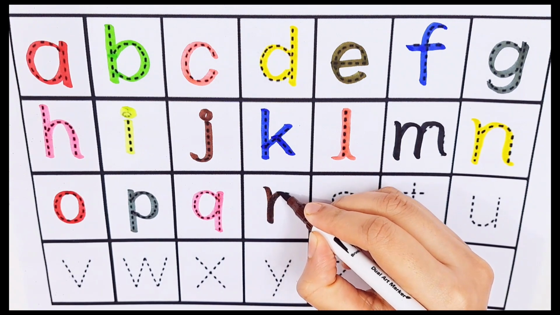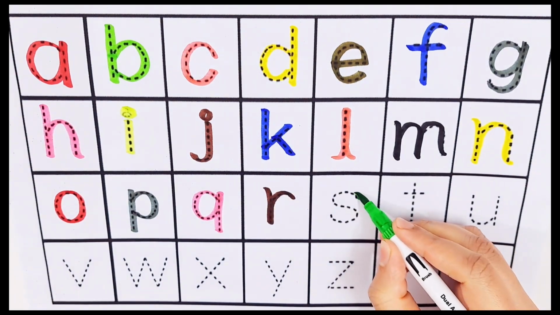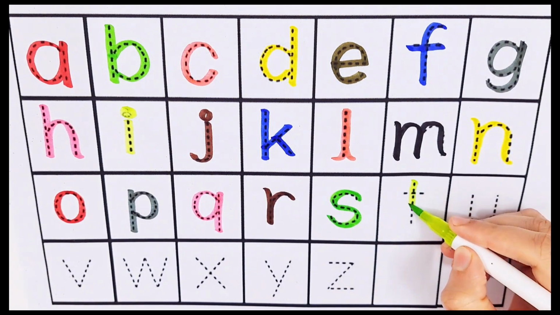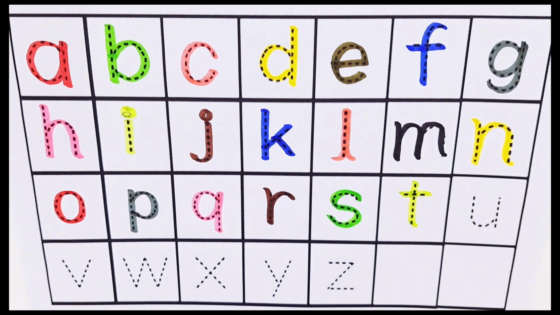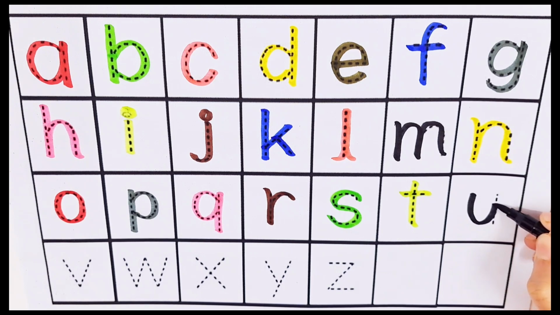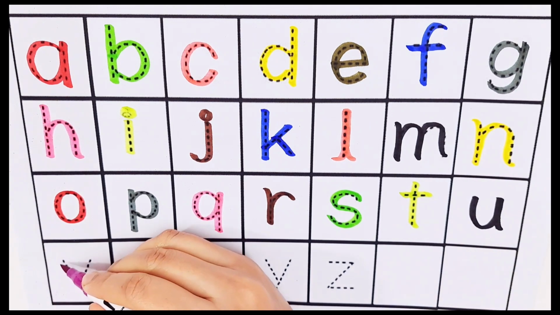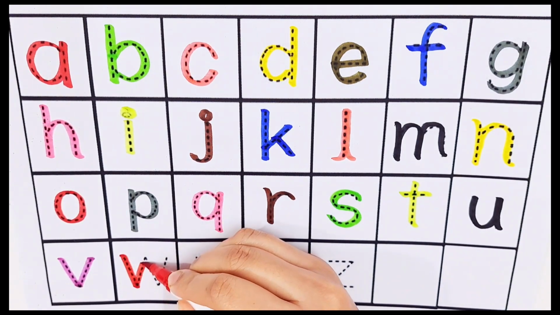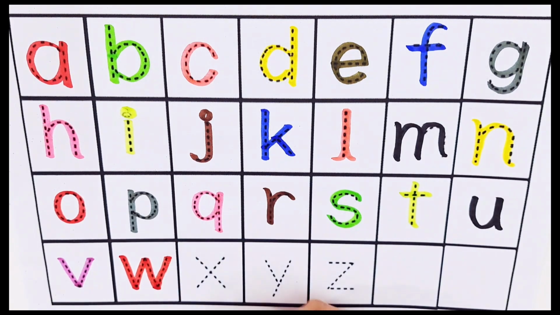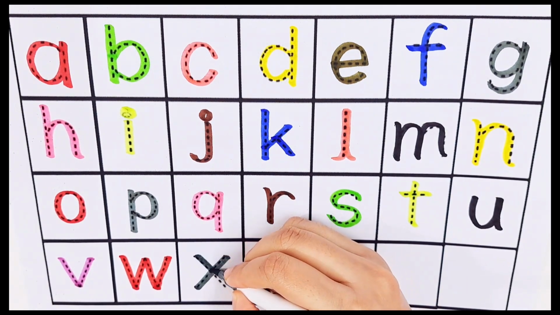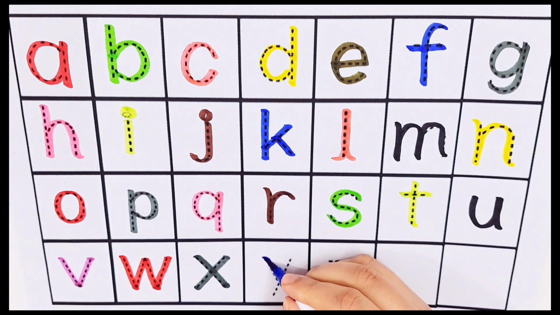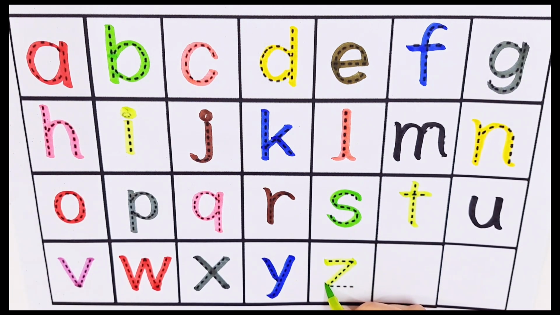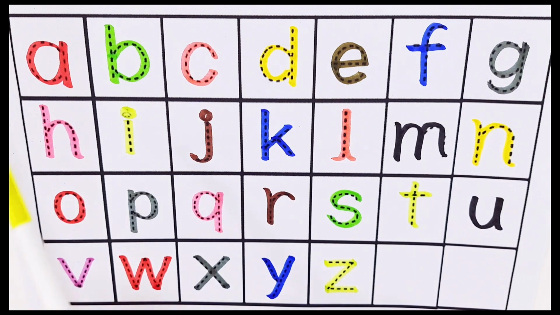R. R for rose. S. S for sky. T. T for tiger. U. U for umbrella. V. V for vanilla. W. W for water. X. X for Xerox. Y. Y for yolk. Z. Z for zebra.